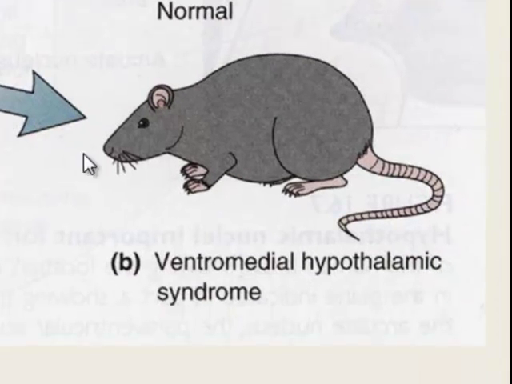However, another area right nearby, an area called the ventromedial hypothalamus, those cells tell the animal when it's full. Destroy those parts of the hypothalamus and you get a very fat rat. We'll look at that a little bit later.